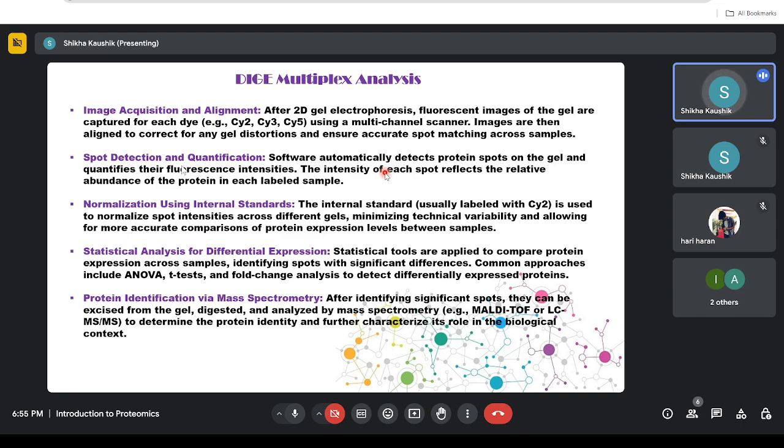So normalization using internal standard. Internal standards you generally label with Cy2, and it is used to normalize spot intensity across the different gels.